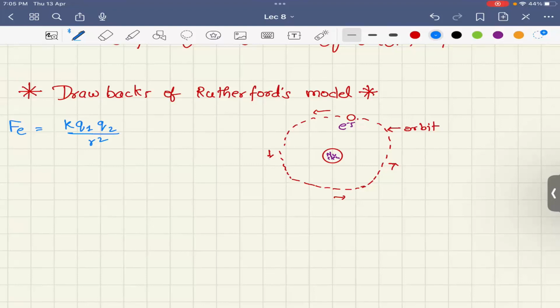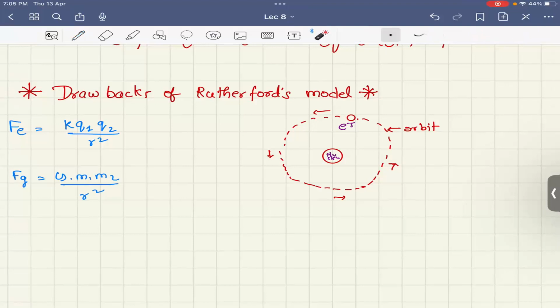the proportionality constant. This is similar to the gravitational force acting between a planet and the sun, which is G M1 M2 by R square, where G is the gravitational constant, M1 and M2 are the masses of the species, and R is the distance of separation between the planet and the sun. However, there is an important difference between the solar system and the nuclear model. The electrons have extremely small mass and are negatively charged, whereas planets are massive and neutral. The planets revolve around the sun in a well-defined circular path.